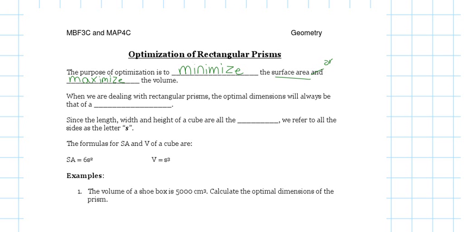Rectangular prism. So when we dealt with the 2D case, what was the optimal? Square. A square is a rectangle, right? The only difference between a square and a rectangle is that a square has four equal sides. So we figured that the square is optimal. Now if we're looking at a 3D rectangular prism, what would be your optimal state?